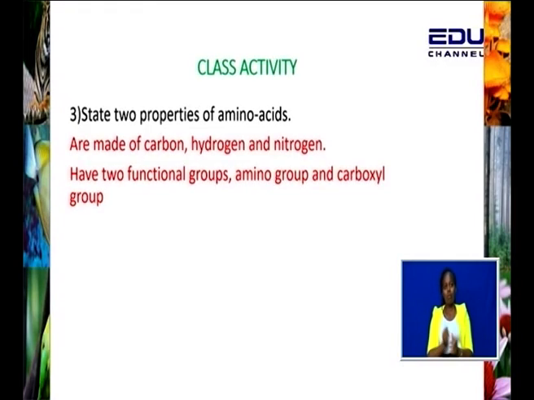Properties of amino acids. They are made up of carbon, hydrogen, and nitrogen. And we also have oxygen, part of it. Then they have the functional groups. They are the building blocks. And the carboxyl group. That is a functional unit of the proteins.